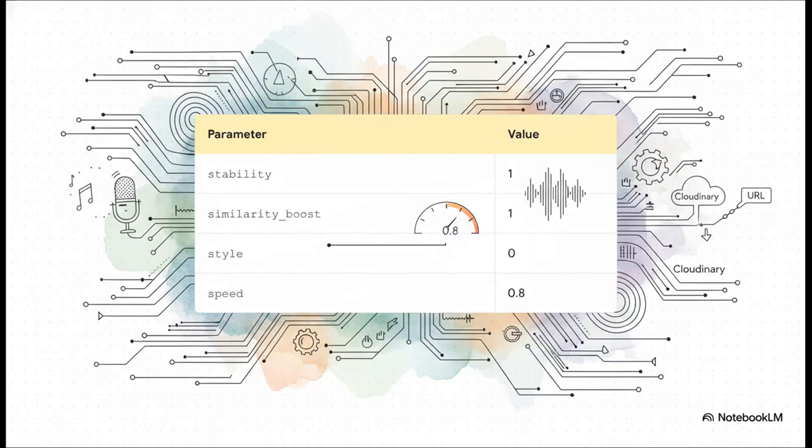And what's cool is you have a ton of control here. This isn't just some generic robot voice. You can actually go in and tweak these parameters, like stability and similarity, to get the performance just right. You can see here the speed is set to 0.8, which gives it a more thoughtful, deliberate pace. As soon as that audio is generated, it gets saved to Cloudinary, which then creates a public URL, and that URL is the key to the next step.